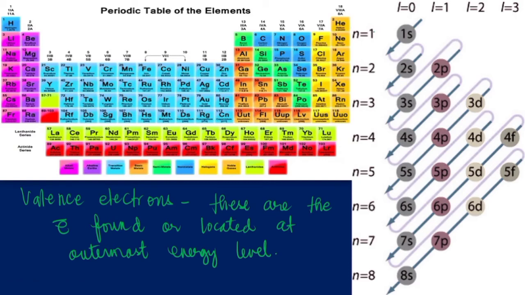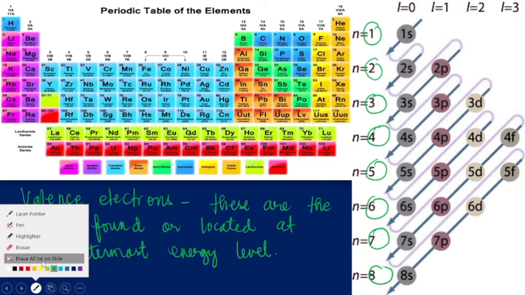So we have n equals 1, n equals 2, n equals 3, 4, 5, 6, 7, and 8. Of course, in the periodic table you cannot yet see the 8th period. Now those are the energy levels. So let's determine the valence electrons of the different elements.